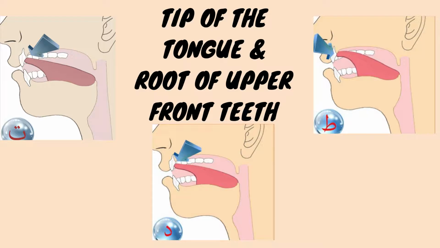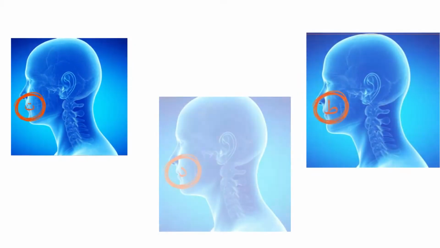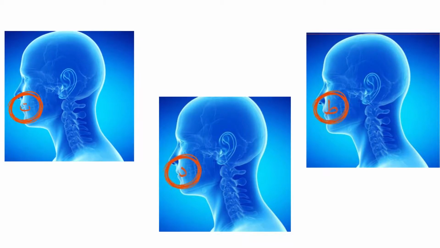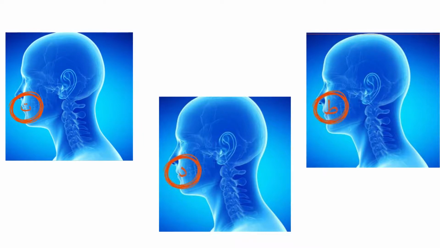So we use tip of the tongue and root of upper front teeth while saying these three letters: ta, dal, and ta. Here I have another picture for that: ta, dal, and ta. Right? So they have the same point, and from that point we are pronouncing three letters, and they are ta, dal, ta. Ta is bold, ta is light, and dal has its own sound: dal, dal.